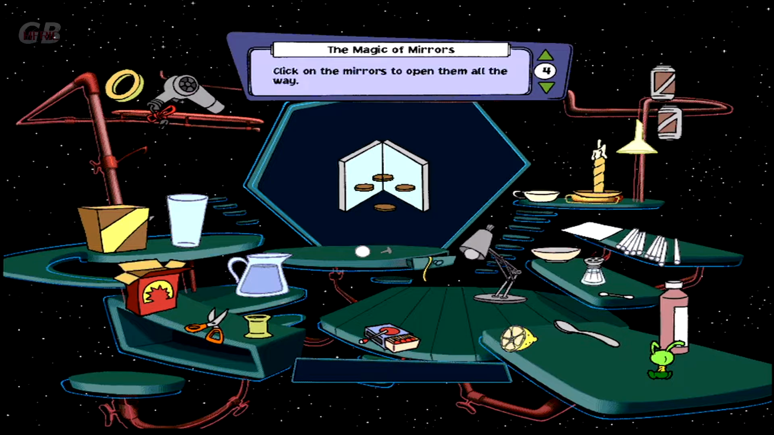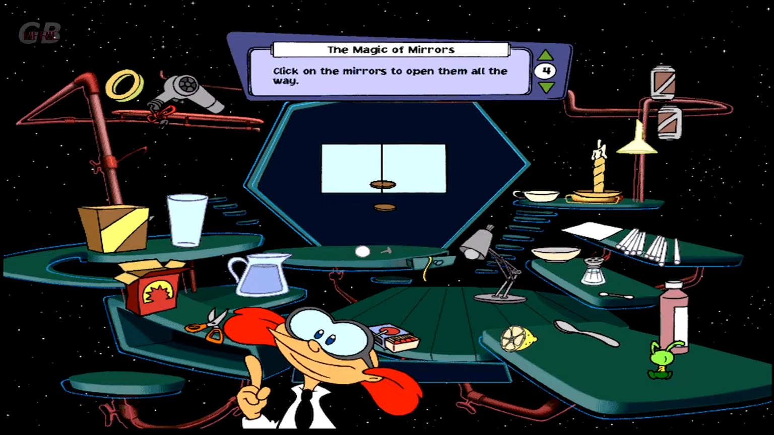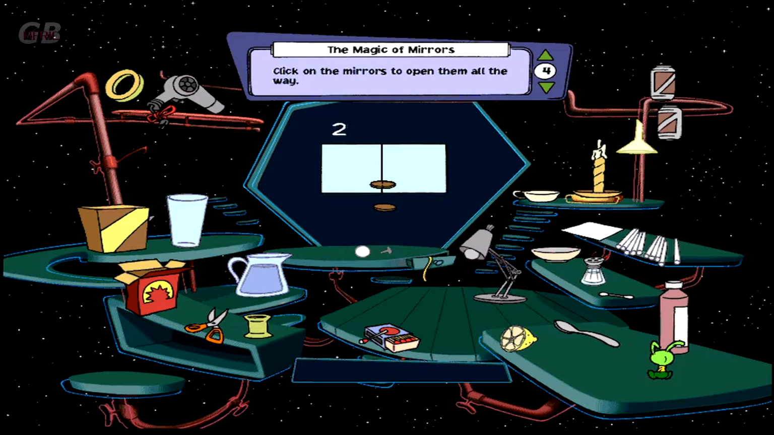Click on the mirrors to open them all the way. You now see 2 pennies, the one reflected and the real penny. If you divide the 2 visible pennies into 360, you get 180. This means that the mirrors are at 180 degrees when you see 2 pennies.